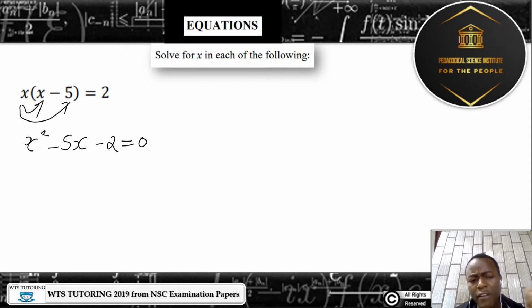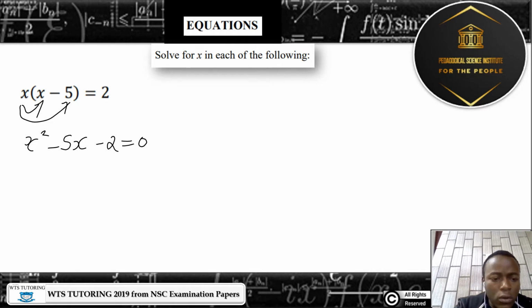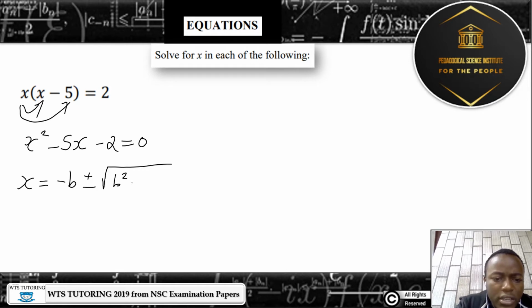So if you have this case where you can't factorize this quadratic equation, what you do, you use the quadratic formula. Simple. So we're going to use a quadratic formula in order to solve for x, and that's the formula for the quadratic equation. It's minus b plus or minus root of b squared minus 4ac divided by 2a.